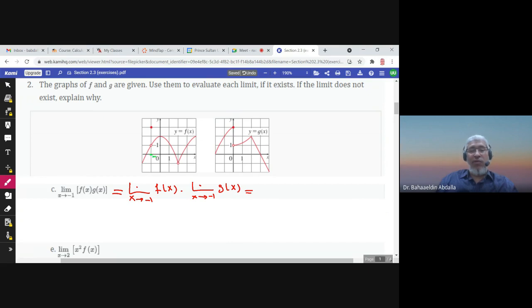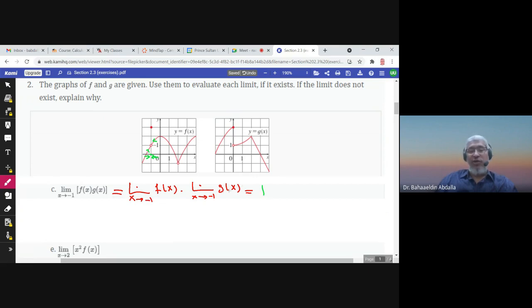Approach -1 from the right. Let x approach -1 from the right, and look to the function. The function is coming to 1. Approach -1 from the left. If x approaches -1 from the left, look to the function. It's going up and it's approaching also 1. So limit f of x when x approaches -1 is 1.